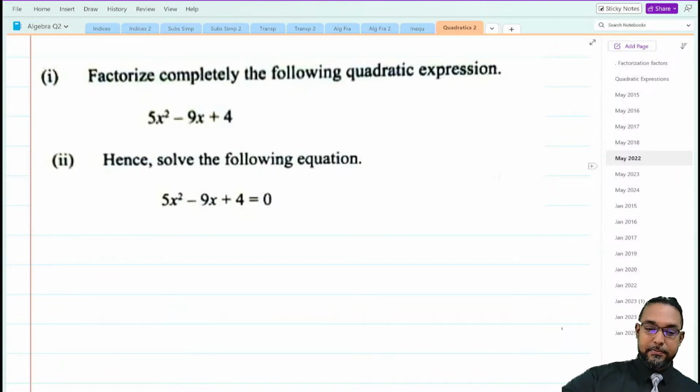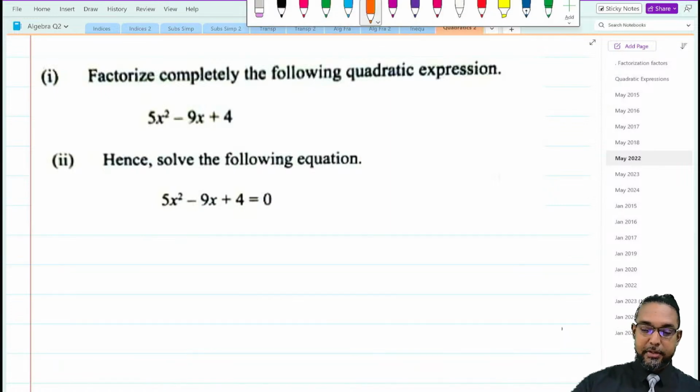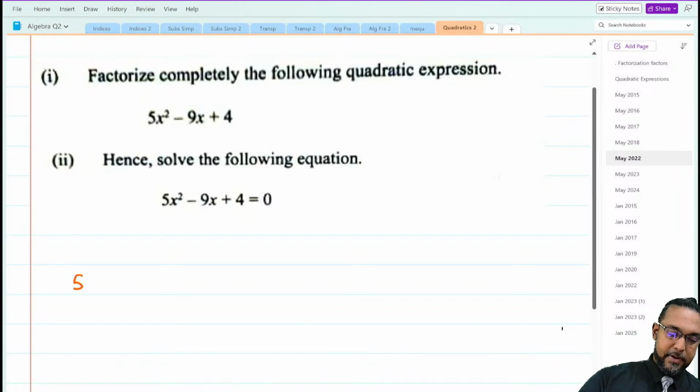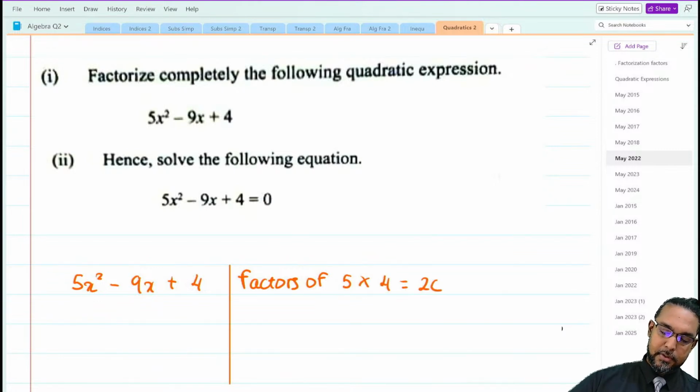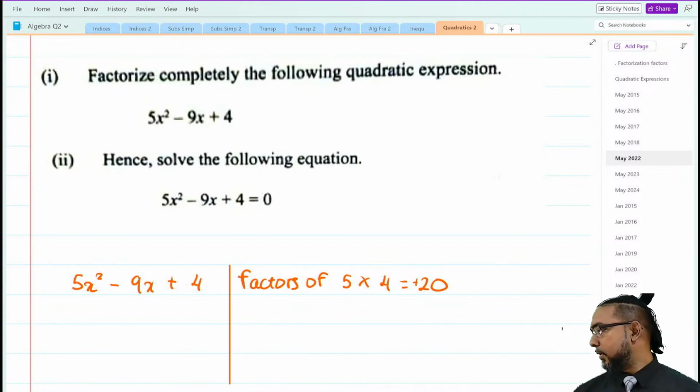All right, guys, I'm just going to write it out. I'm not going to do it yet. All right, so we're going to start with 5x squared minus 9x plus 4. So looking for the factors of what? Factors of 5 by 4. 20. That wouldn't work. Nah, wouldn't work.